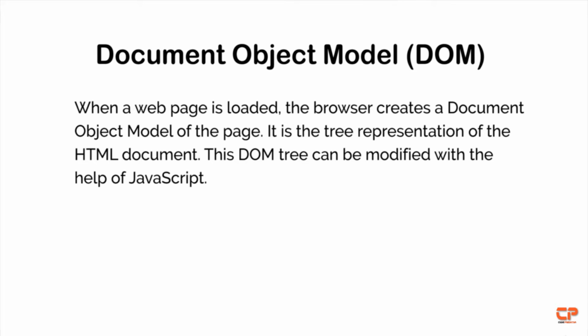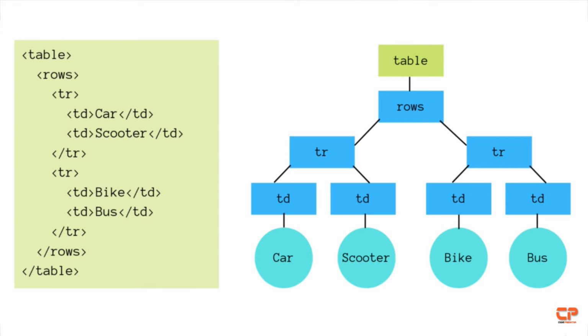language such as JavaScript. As you can see here, on the left hand side, we have some HTML code which represents a table. And on the right hand side, we have its document object model, so the tree structure. Let's try to understand this a bit. So the main parent element is called the root node. So in this case, we've got table as the main HTML element. So that's why table is the root node for this tree.